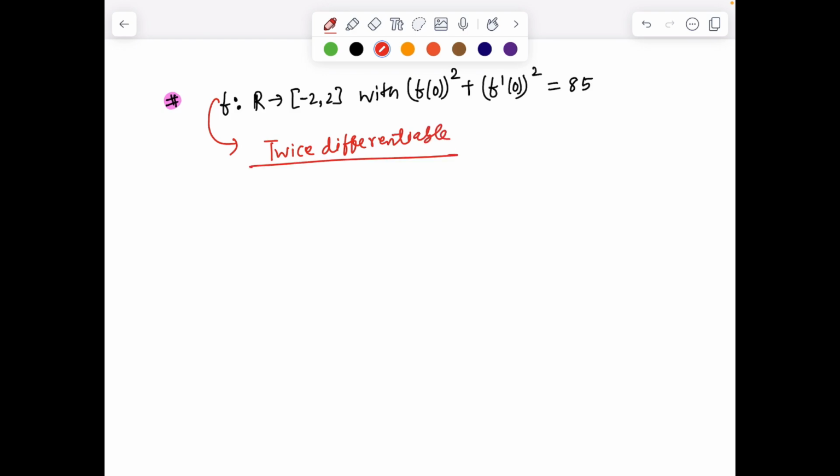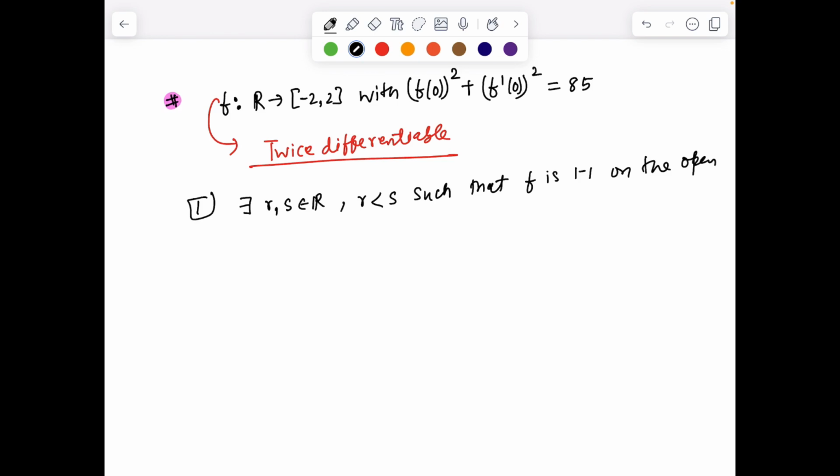As you can see the problem on the screen, the first option was: there exist some r, s belonging to real numbers such that r is less than s, such that f is 1-1 on the open interval (r, s). And this was the first part of the problem.